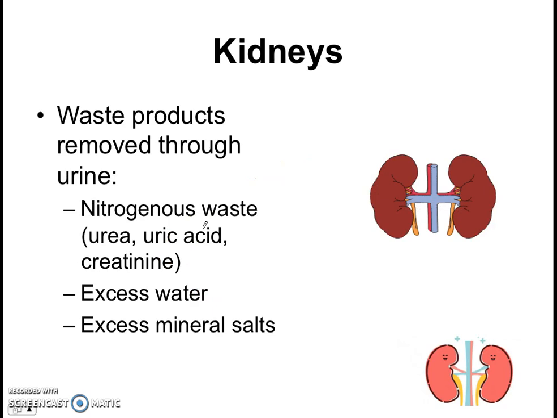Finally, we have our kidneys. And the kidneys produce urine. And in urine, we find a lot of the waste products of the body, which are being removed through urine. So your nitrogenous waste, again, urea, we'll see more of that in the next part. Uric acid and creatinine are two other nitrogenous waste products. Excess water and excess mineral salts will be removed through our urine, which is produced by the kidneys.